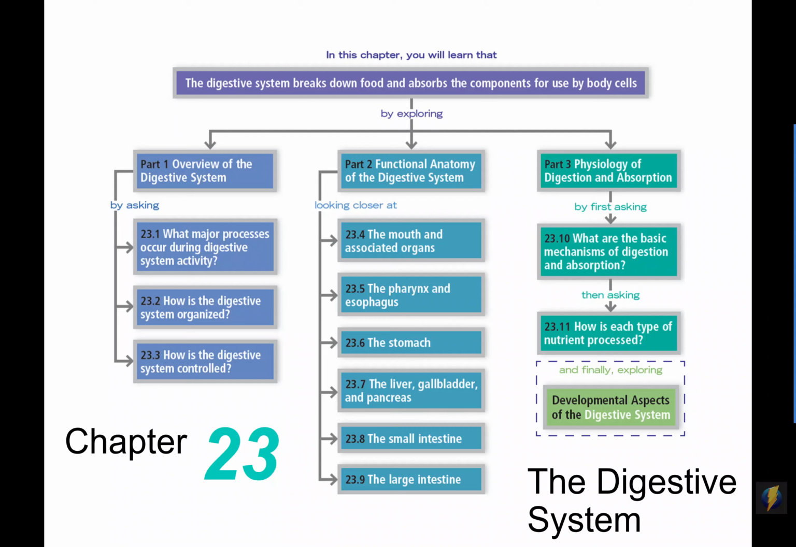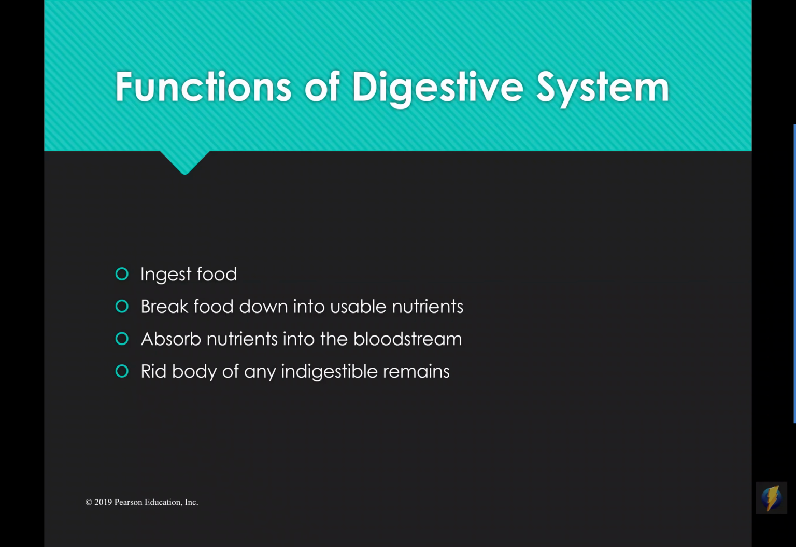This lecture is going to focus on Part 1 of this chapter, talking about kind of general information about the digestive system, kind of what the different processes are, how we organize it, and so on and so forth. So why do we have a digestive system? What use is the digestive system?